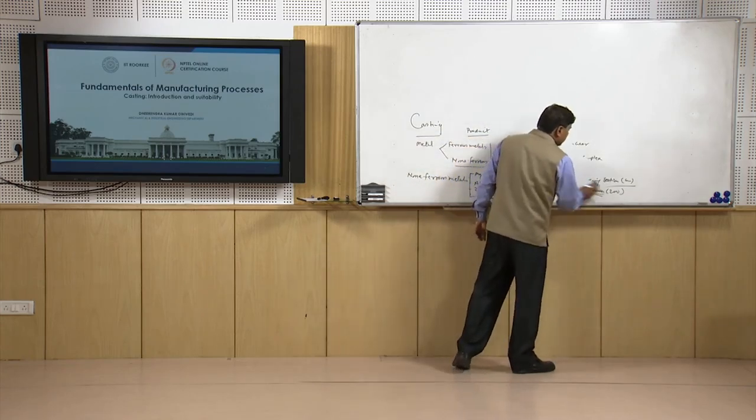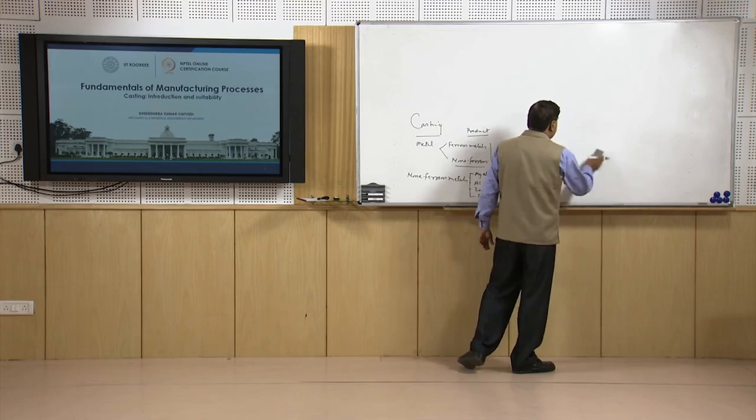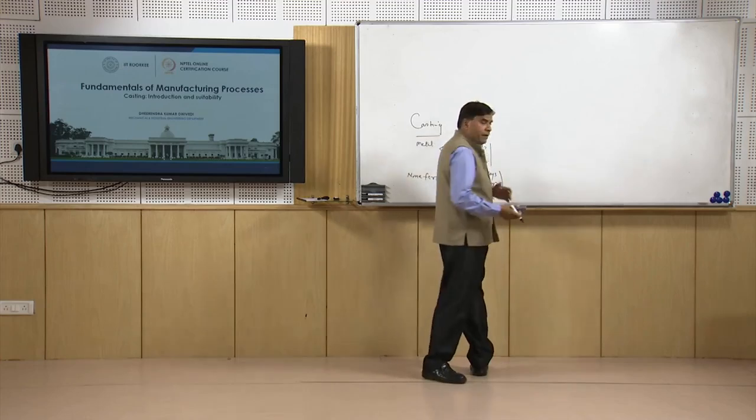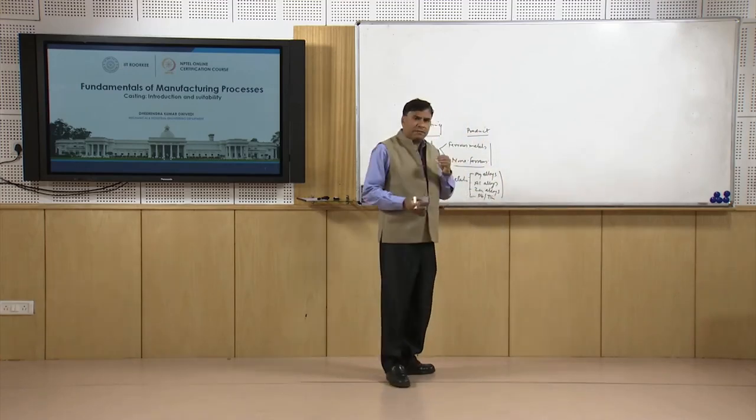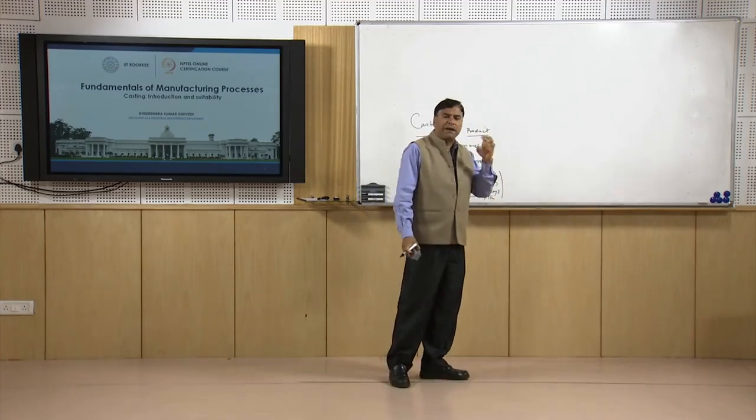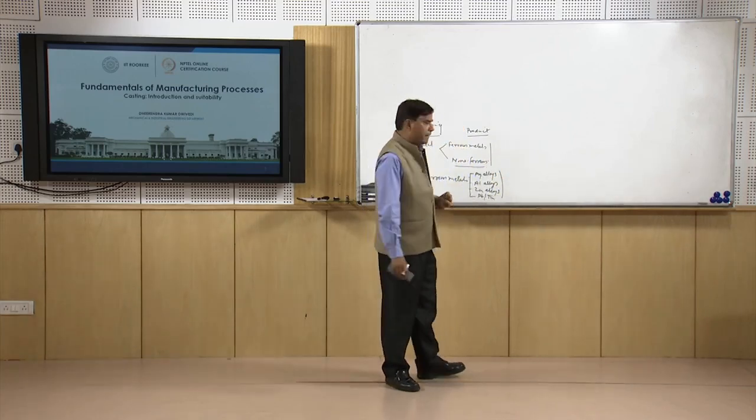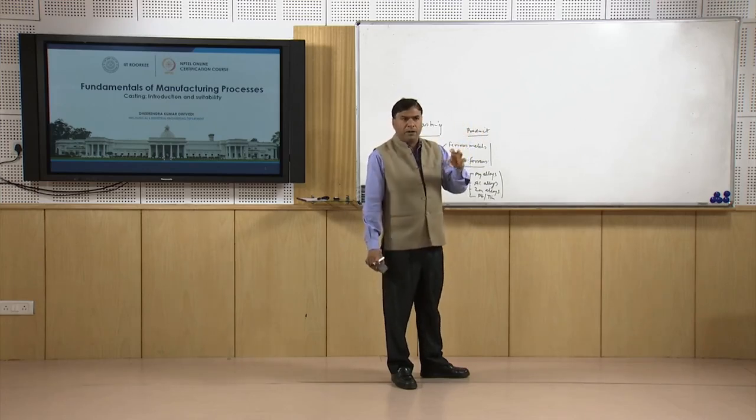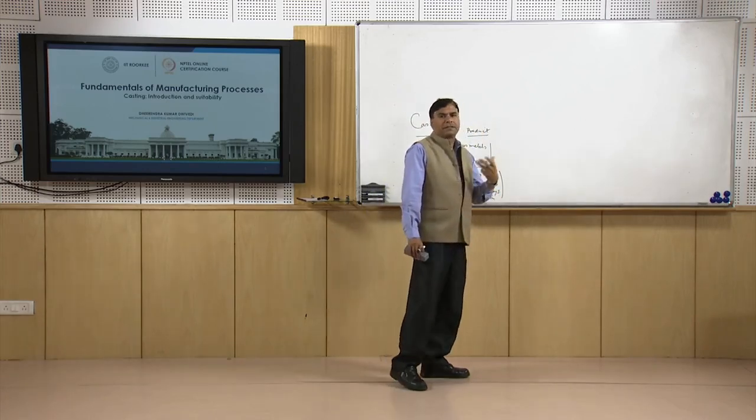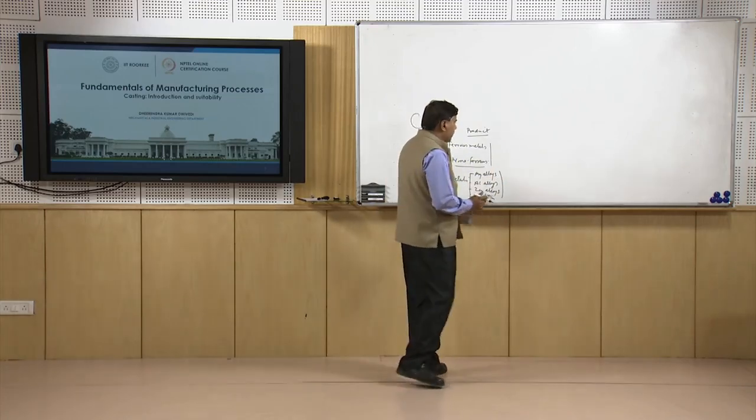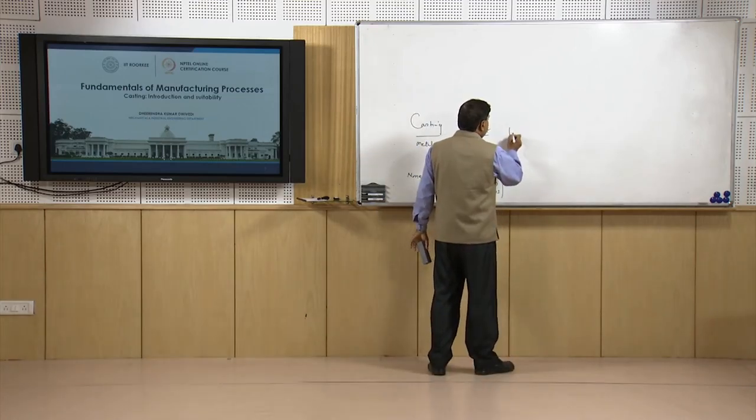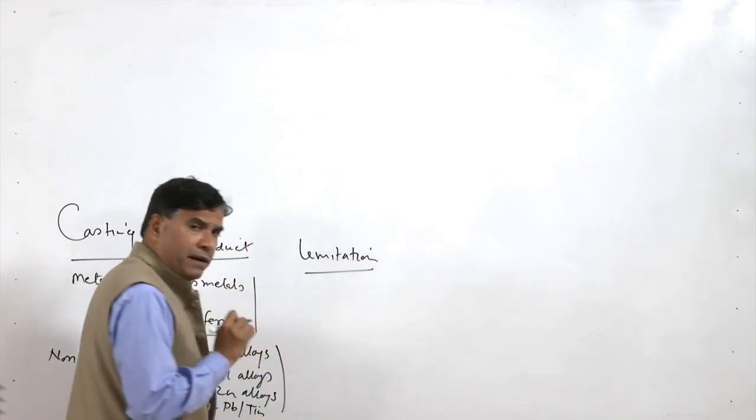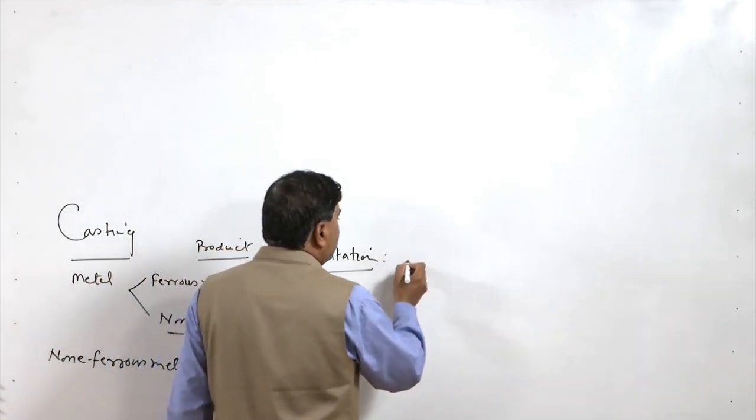So, one of the capabilities is that they can handle very small size to large size castings, from very simple shape to very complex shape, and this is the fastest route for getting the primary shape of the desired product. We need to just melt the metal and put it into the mold of the desired shape, so that after solidification we can get the product, but it suffers with certain limitations also.